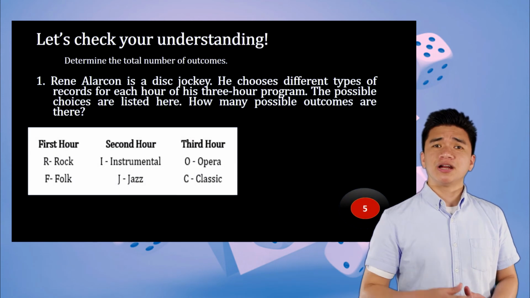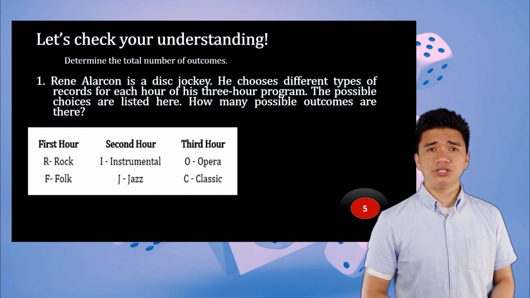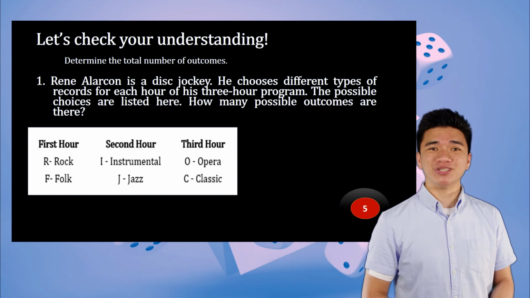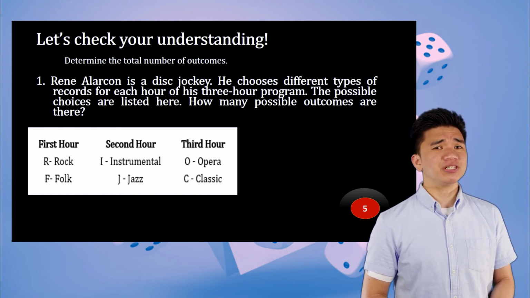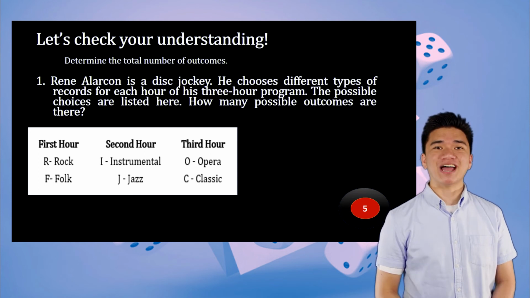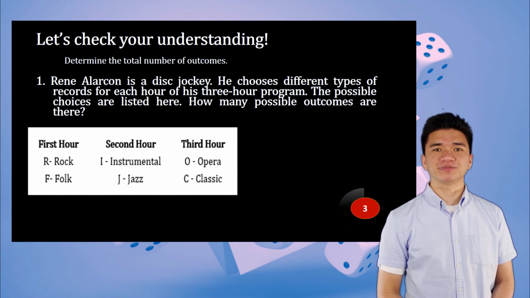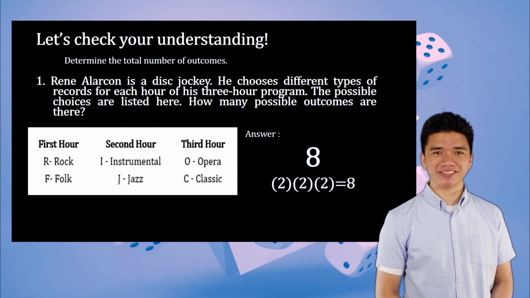Number 1. Rene Alarcon is a disc jockey. He chooses different types of records for each hour of his 3-hour program. The possible choices are listed here. How many possible outcomes are there? First hour: R for rock, F for folk. Second hour: I for instrumental, J for jazz. Third hour: O for opera, C for classic. If your answer is 8, you are correct because 2 times 2 times 2 is 8.